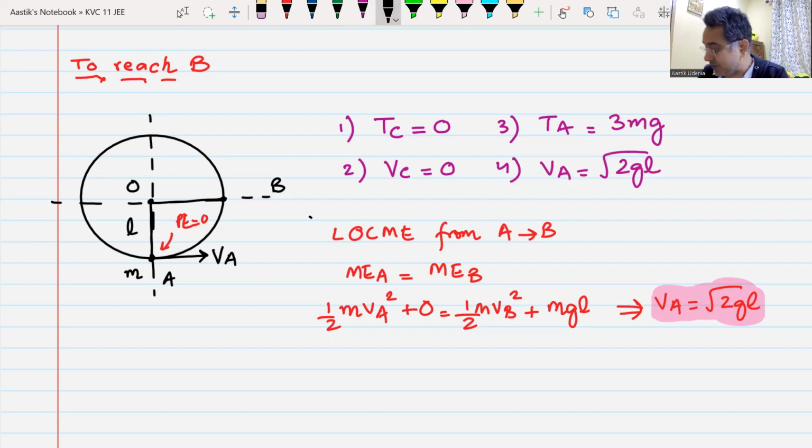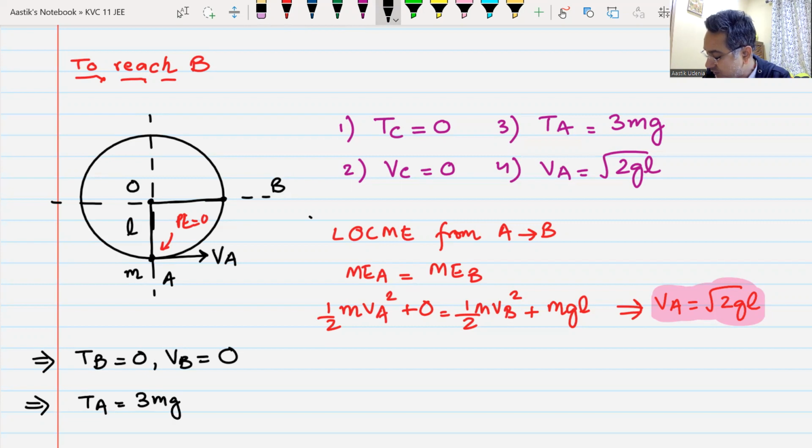Once again, I will repeat what is the condition to just reach point B. Tension at point B becomes equal to 0. Velocity at point B also becomes equal to 0. Because of that, what do I get? Tension at point A becomes 3 mg, and velocity at point A becomes root over 2gl.